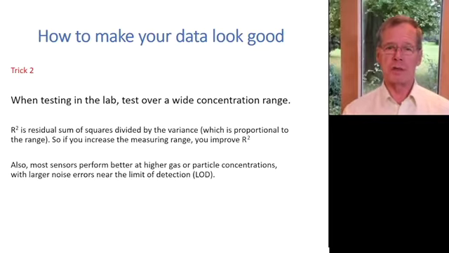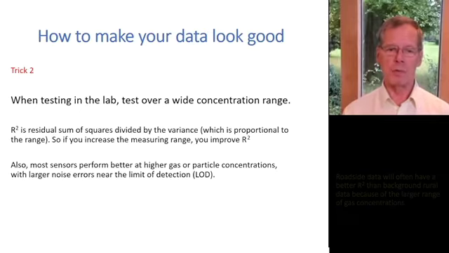What's the next trick? The very important trick is if you're going to measure data, measure it over a wide range of concentrations. This allows you, in the way that R squared is calculated, because you divide by the variance, to give you a better R squared. So if you're measuring a lot of low concentrations, make sure that you measure some high concentrations so that you have an R squared plot that is extended beyond the low range. This alone will improve your R squared.